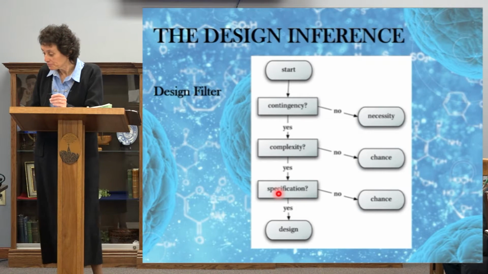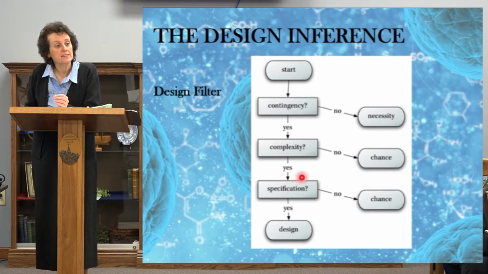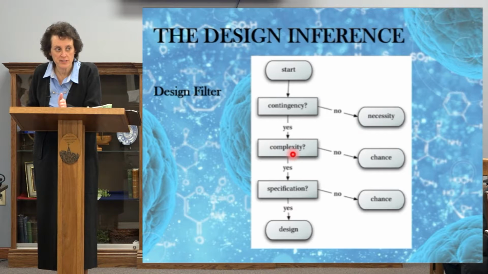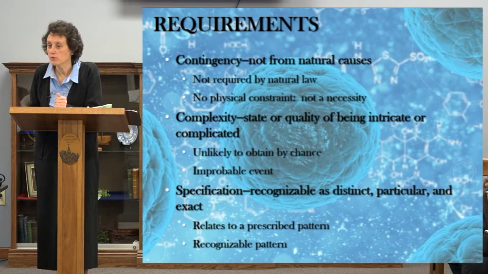Okay, so is it complex? We're going to say, is there a low probability of this particular sequence occurring? Then we're going to call it complex, but that's not enough. Then is it specified? Does it correspond to a recognizable pattern? If, especially these two, then it is designed. So that's the design filter that we will use to make a design inference.